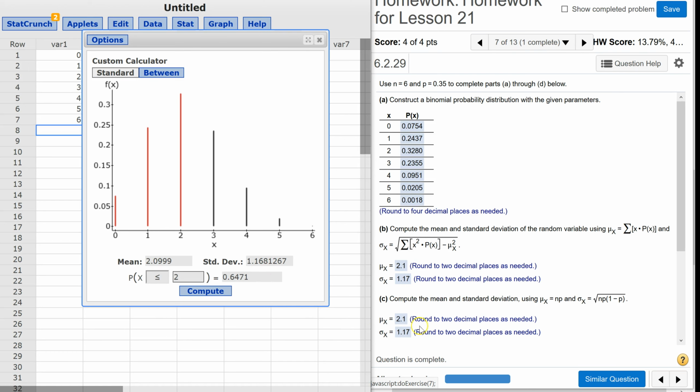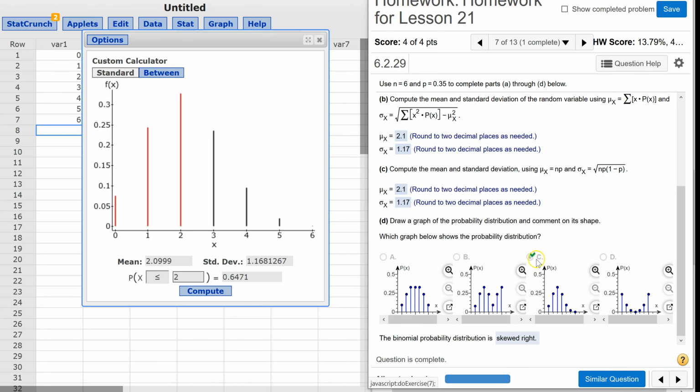In part C, it tells us to multiply n and p. So I multiplied the number of trials 6 with the probability of success and arrived at 2.1 exactly. And for the standard deviation, I did the formula of the square root of np times 1 minus p, and came up with the standard deviation of 1.17 when I round it to 2 decimal places.